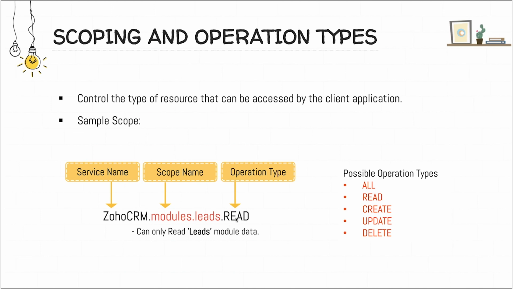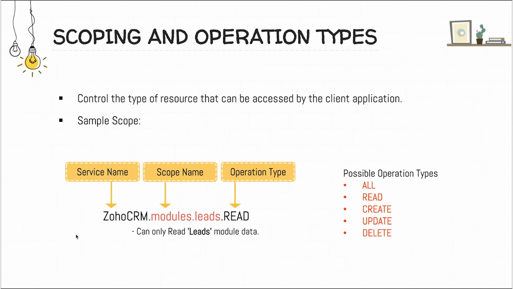The scopes can be split up into three parts: one would be the service name, one would be the scope name, and one the operation type. The service name would be the application from which you want to get the data. Since you go to accounts.zoho.com to register your client application, you need to know which Zoho service you want to access data from. In this case, it's Zoho CRM, and the scope name is modules.leads. That would define the resource that you want to get.